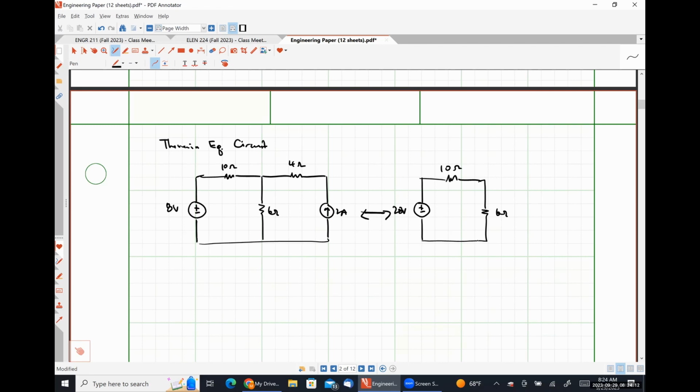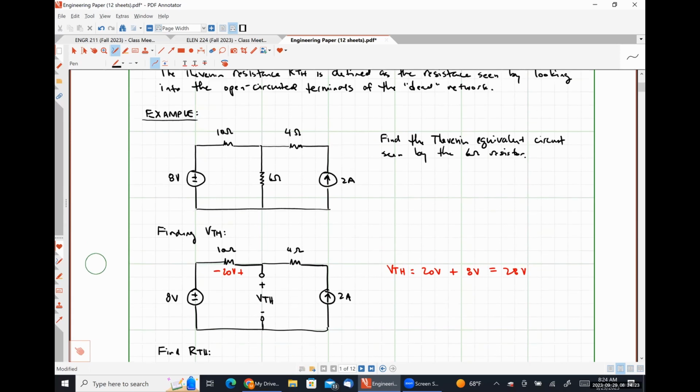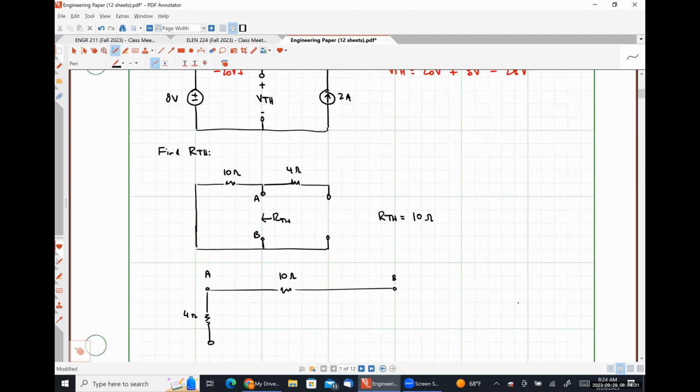Would all three of those circuits be equivalent? So if we were to find the Thevenin equivalent circuit with respect to the 4 ohm resistor, would it be equivalent to the Thevenin equivalent circuit with respect to the 6 ohm resistor? I don't necessarily think so.